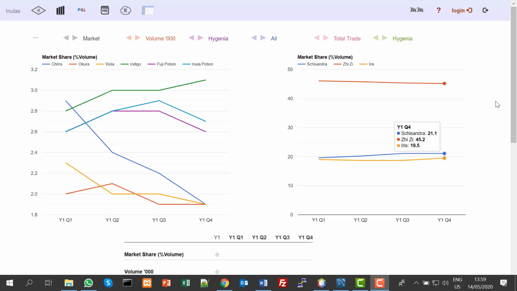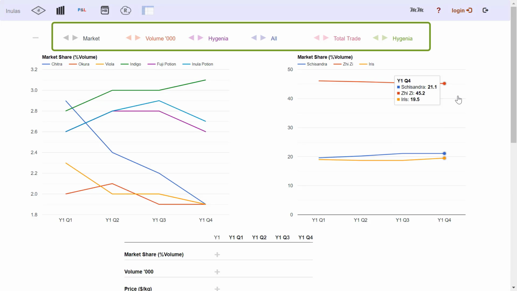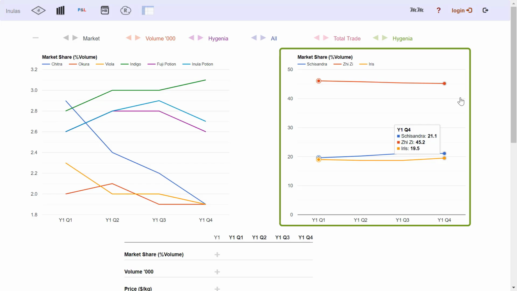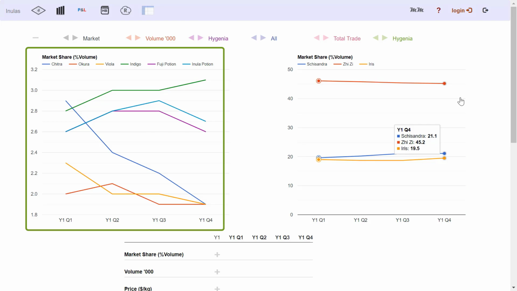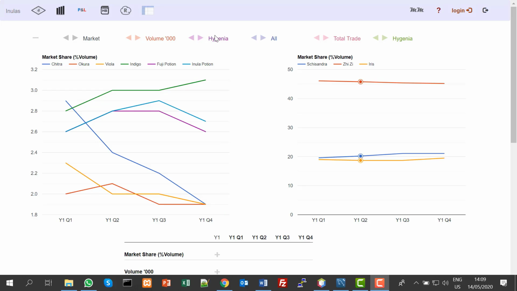The data you see is for the Hygienia category. The tabs and the spin buttons at the top of the page pertain to selections for dashboard, metric, segment, channel and category. The chart on the right depicts the share for big brands and the one on the left pertains to the remaining brands. As is the case with all the dashboards, the market dashboard is a collection of tables and each table is a collection of views.